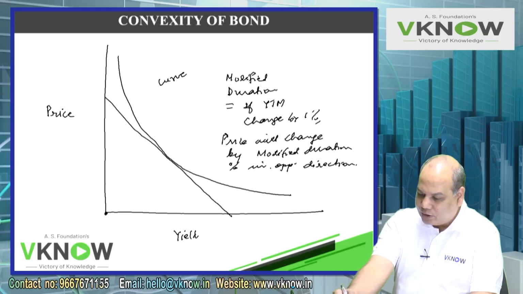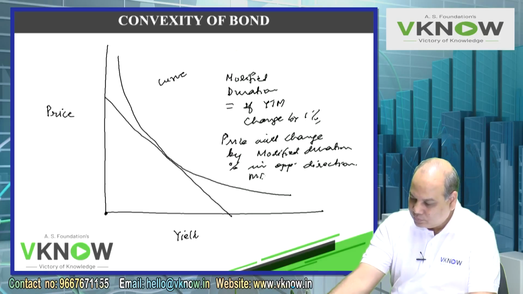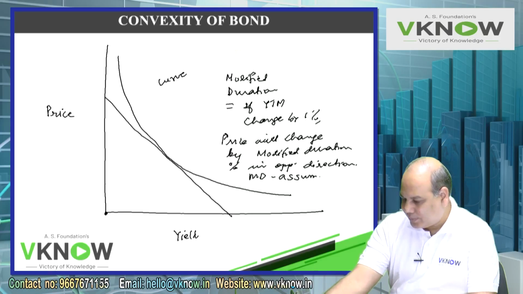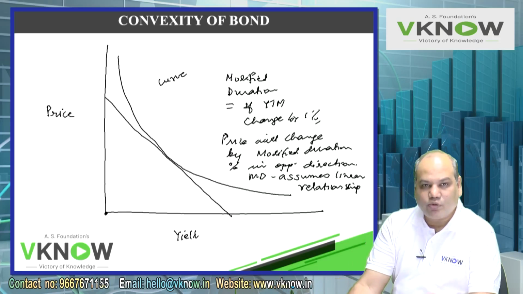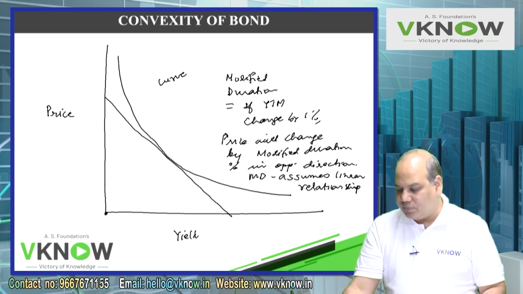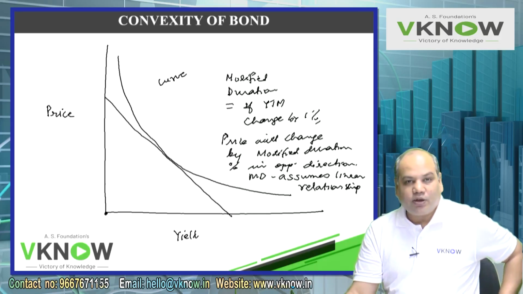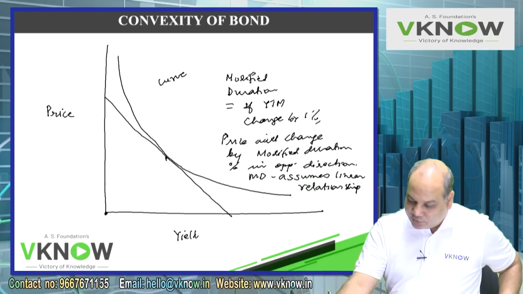Which means, which line represents the modified duration concept? The straight line. Modified duration assumes a linear relationship. It is based on the concept of duration and it measures the relationship between yield and price when the yield changes by a certain percentage. But there is a big drawback in modified duration. It assumes a linear relationship. So for example, right now let us say we are here.